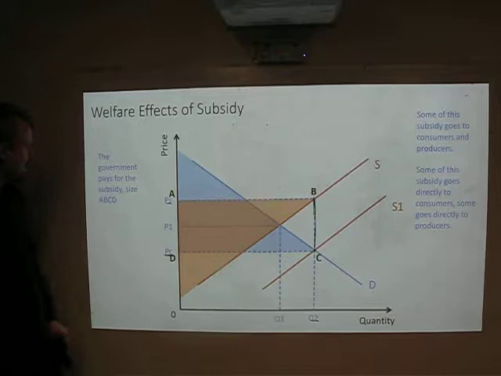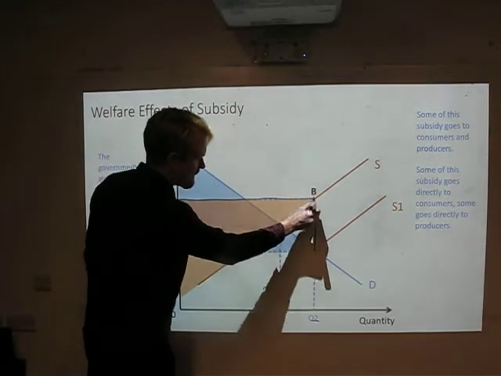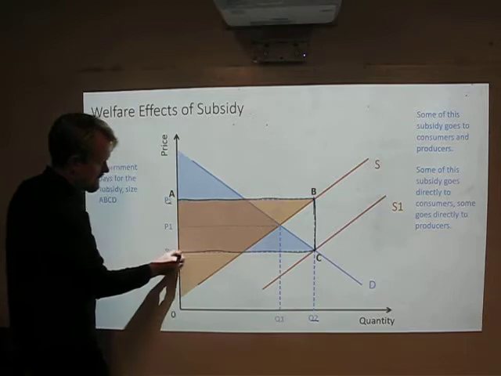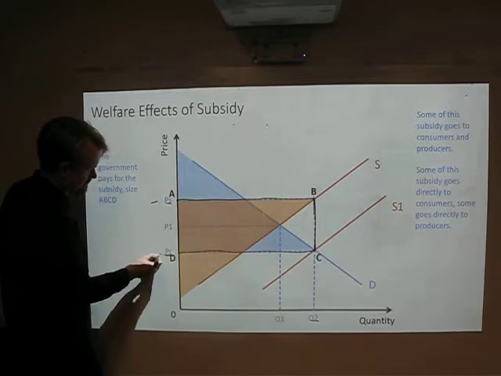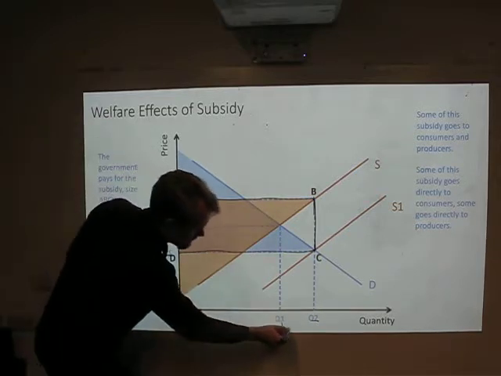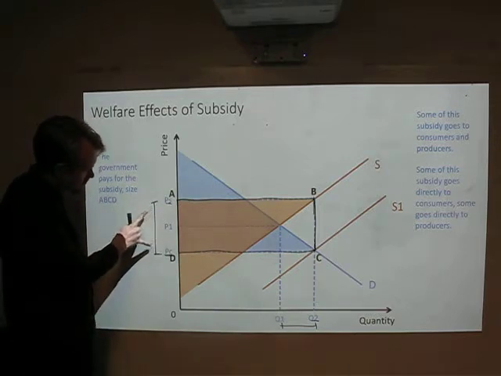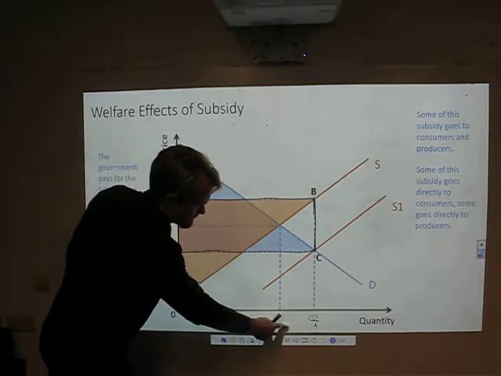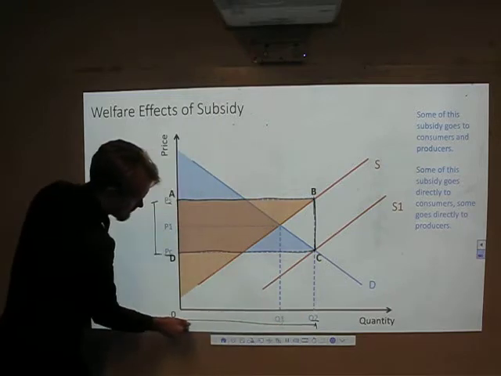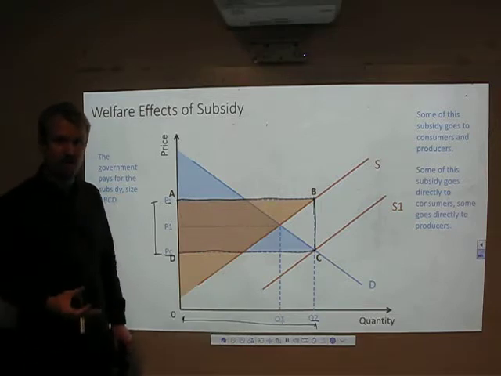So what's actually happening here? The government pays for the size of the subsidy, A, B, C, D. This is the overall size of the subsidy. You can think about that because the government is paying this amount per product sold, and they're selling this number of products. So it's really just multiplication: however much that difference is times this many, which is actually 0 to Q2 products. So that whole rectangle is paid for by the government.